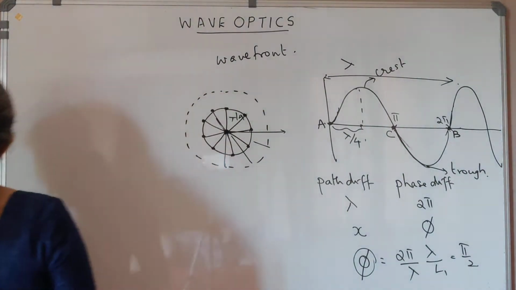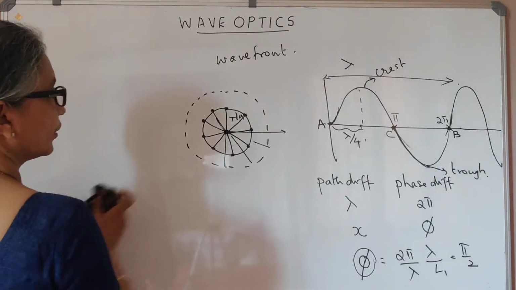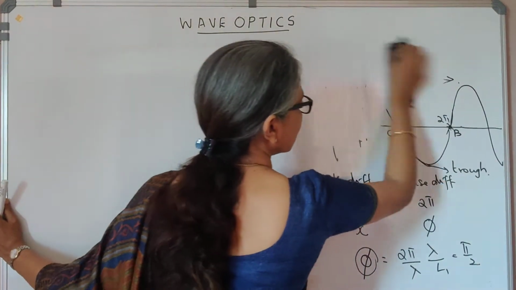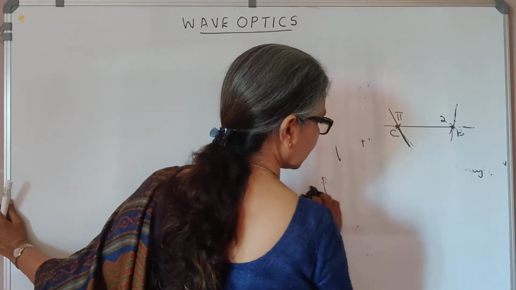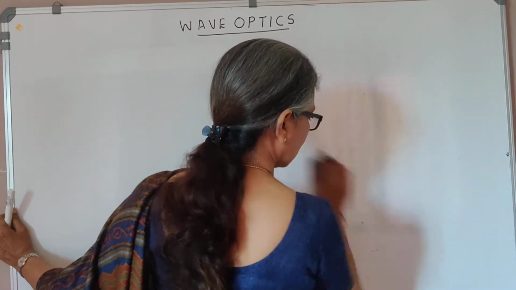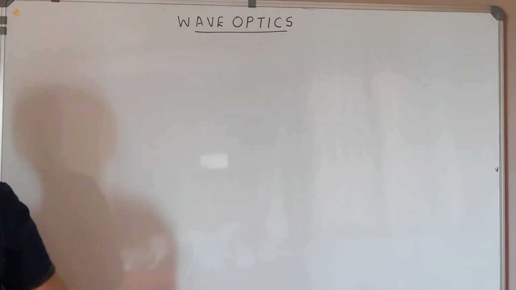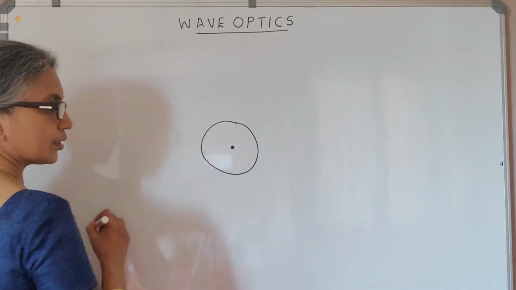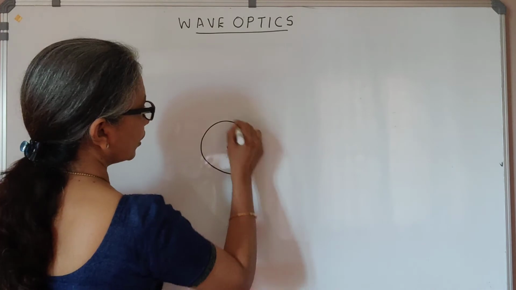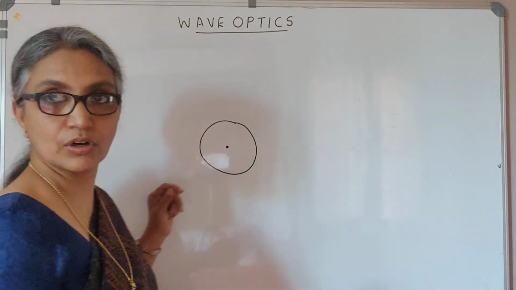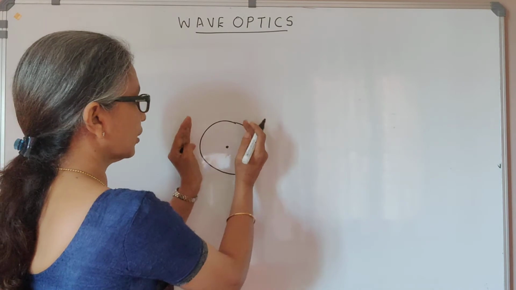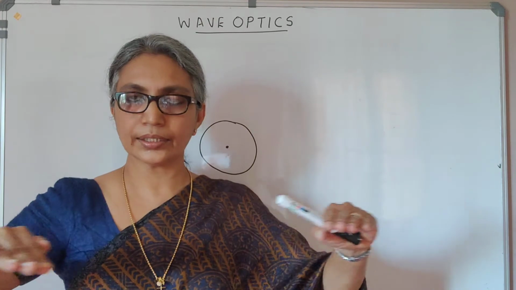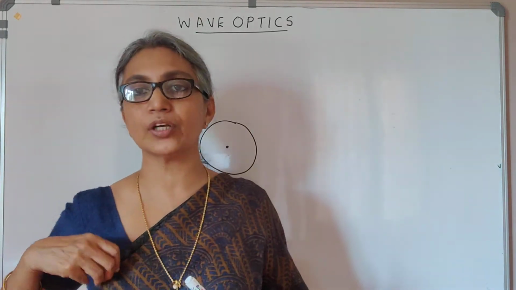Now that you know what a wavefront is, we will now go on to discuss what is Huygens' principle. According to his principle, now we have this as the source. We know that all the points that are equidistant from this source will constitute a wavefront. And I drew this when you drop a stone into water and the wave set up on the surface of water will be on a plane.